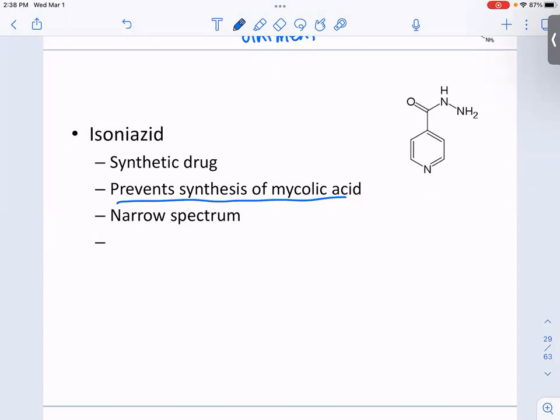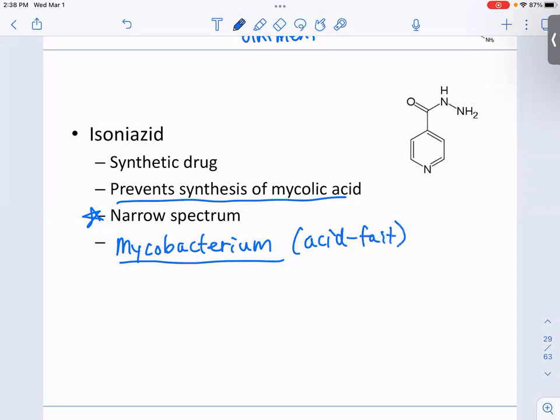Where do we find mycolic acid? What kind of bacteria have mycolic acid? Yes, acid fast. So this is really narrow spectrum. Knowing the mechanism of action, you understand that it's narrow spectrum. This is going to inhibit the Mycobacterium. Remember, that's, yes, the acid fast. Okay, so we're going to use this on things like TB and leprosy.